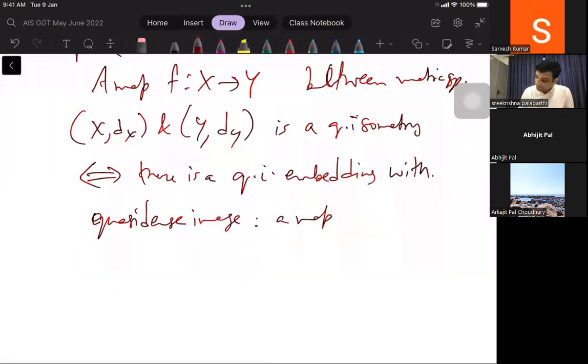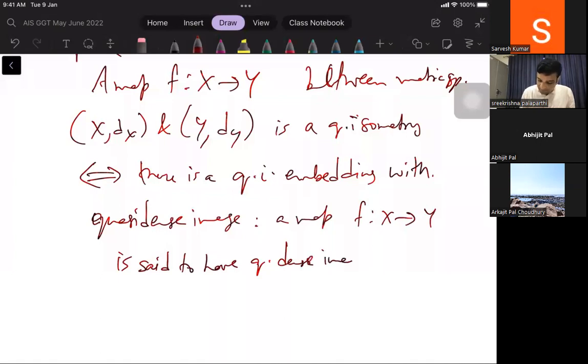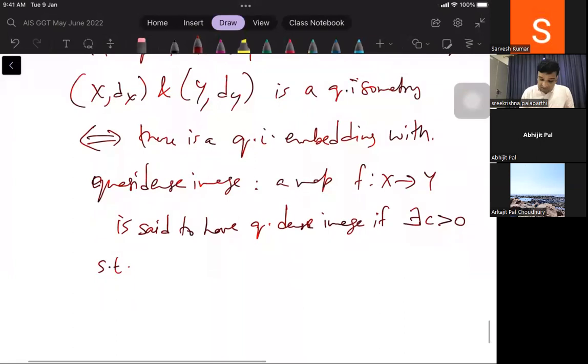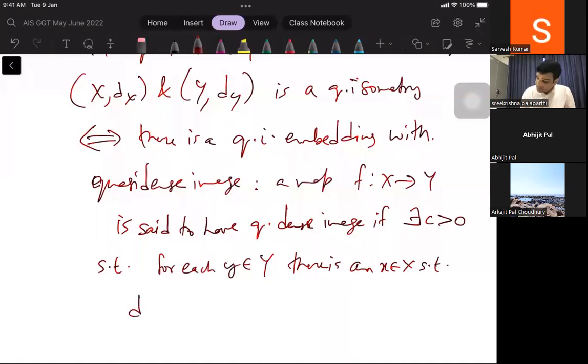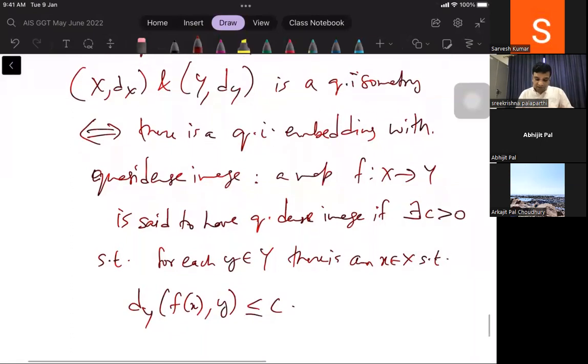A map F from X to Y is said to have a quasi dense image if there is a positive constant C such that for each y in Y, there is an x in X such that the distance between f of x and y is less than or equal to C.